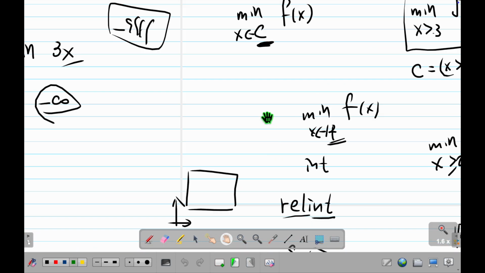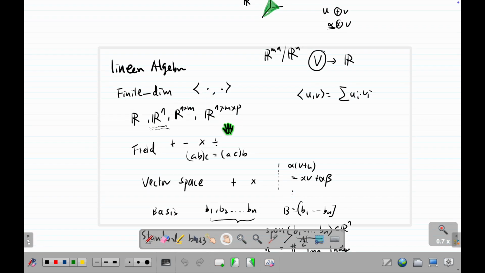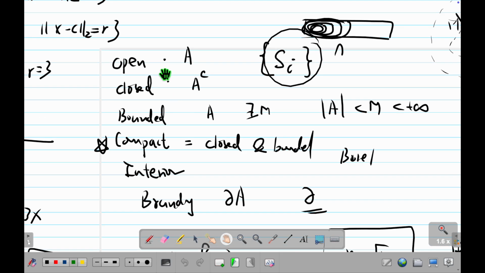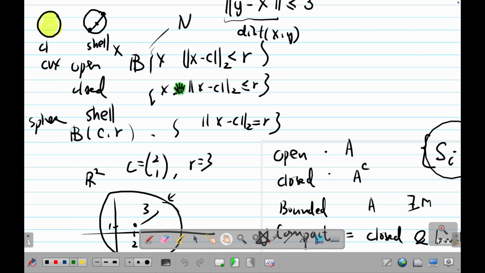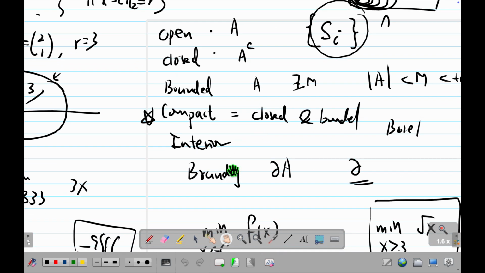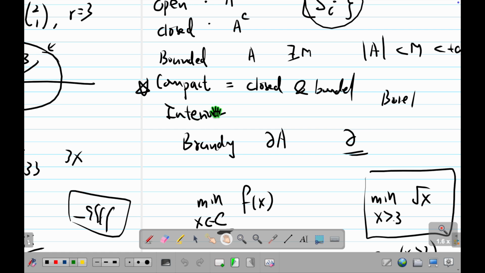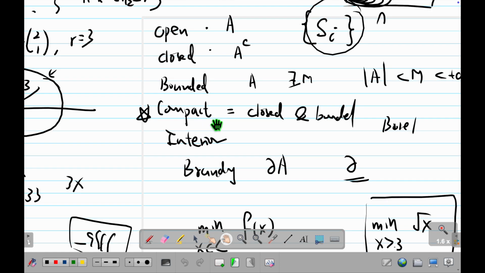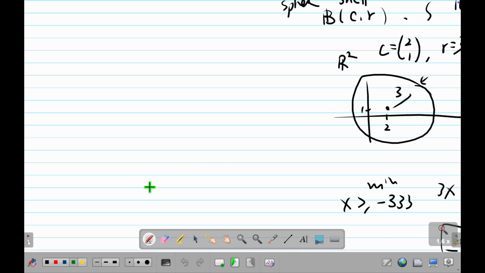So let me recap. Okay, linear algebra, basic thing. Topology is what? Closed, open, and then we have ball, and then compact. Compact means closed and bounded. Interior, boundary, and that's it. And we also have relative interior. Relative to something. Okay. Anything I miss? I think that's all for the topology. Yeah. And then continuous. Yeah, almost forgot.